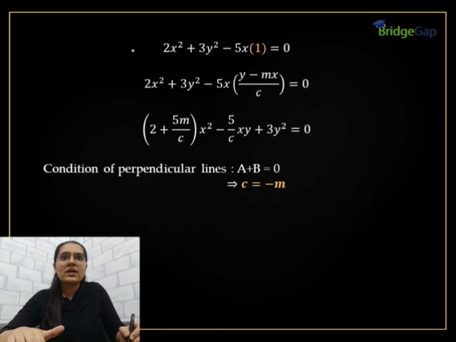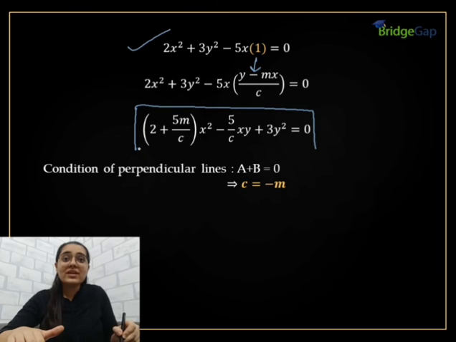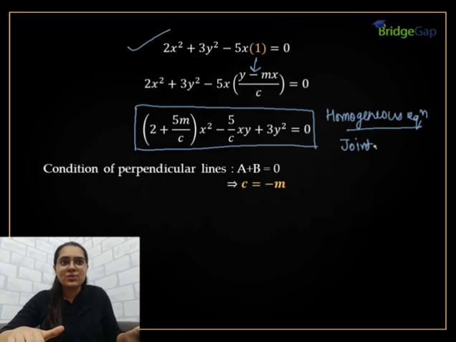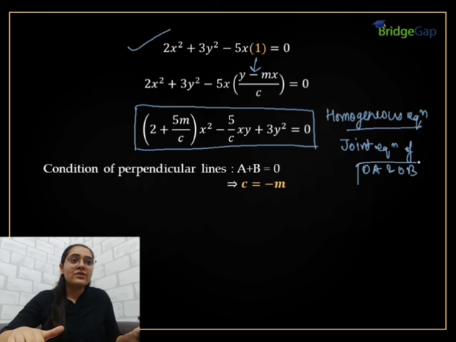So what did I do here? I rewrite the equation of curve here. I put the value of 1 into this, and I solved this. This is the final equation that I got. Now what does this equation represent? This is a homogeneous equation. And what does this homogeneous equation represent? It represents the joint equation of OA and OB. Alright.